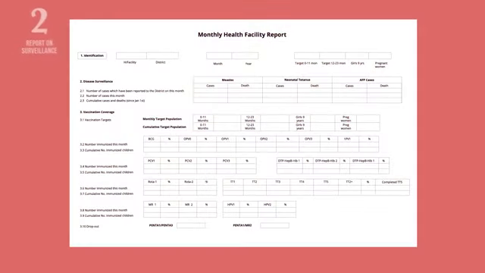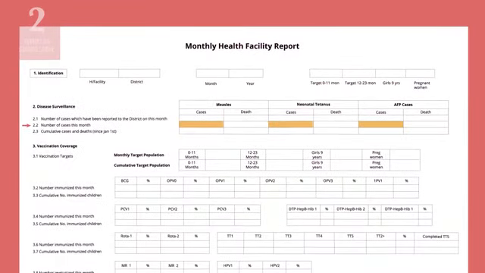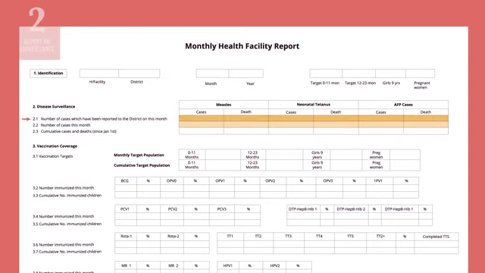For any diseases that are under surveillance, report the number of cases of disease and number of deaths this month. Also, write down how many of these have been reported to the district, since some diseases should be immediately reported to the district level. Finally, record the cumulative number of cases investigated and confirmed, and cases of deaths since the beginning of the year.